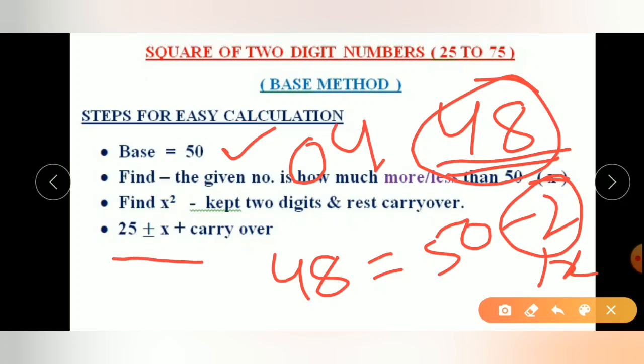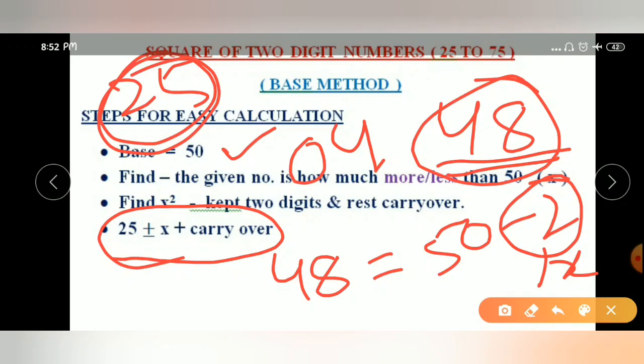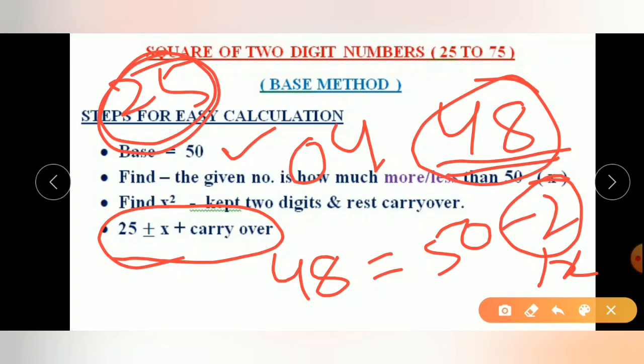Next, this is the most important. You have to remember the number 25. Last step is we have to add or subtract the number. If it is less than 50, then we have to subtract it from 25. If it is more than 50, then we have to add it to 25, plus the carry over if any. These are the steps to be followed to carry out this method.